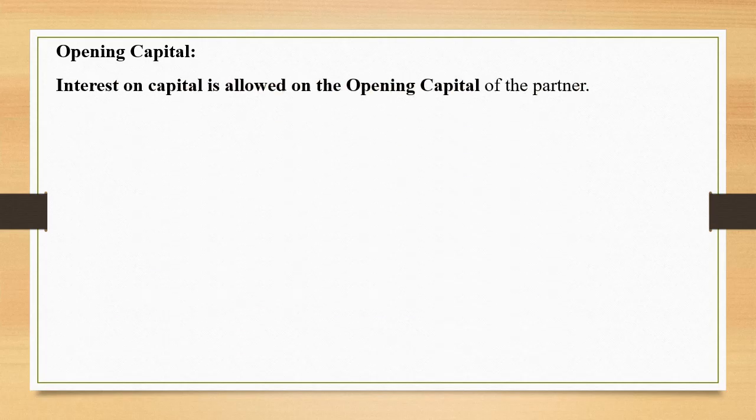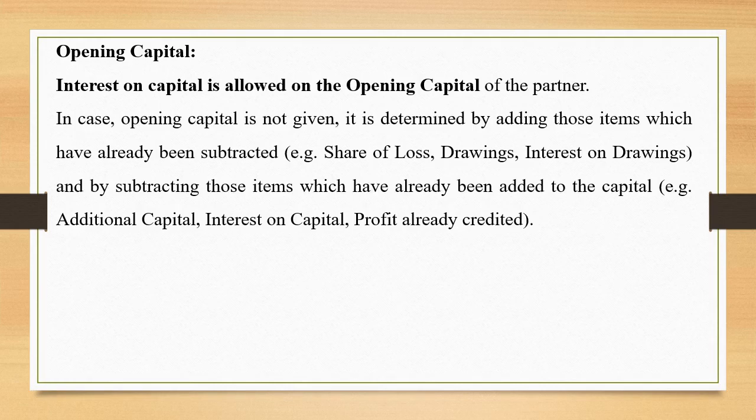Opening capital. We need to remember that whenever you are allowing interest on capital, this interest has to be allowed on opening capital only. But what if the opening capital is not given? In that case, it is determined by adding those items which have already been subtracted, that is share of loss, drawings, interest on drawings, and by subtracting those items which have already been added to the capital, that is additional capital, interest on capital, and the profit already credited.